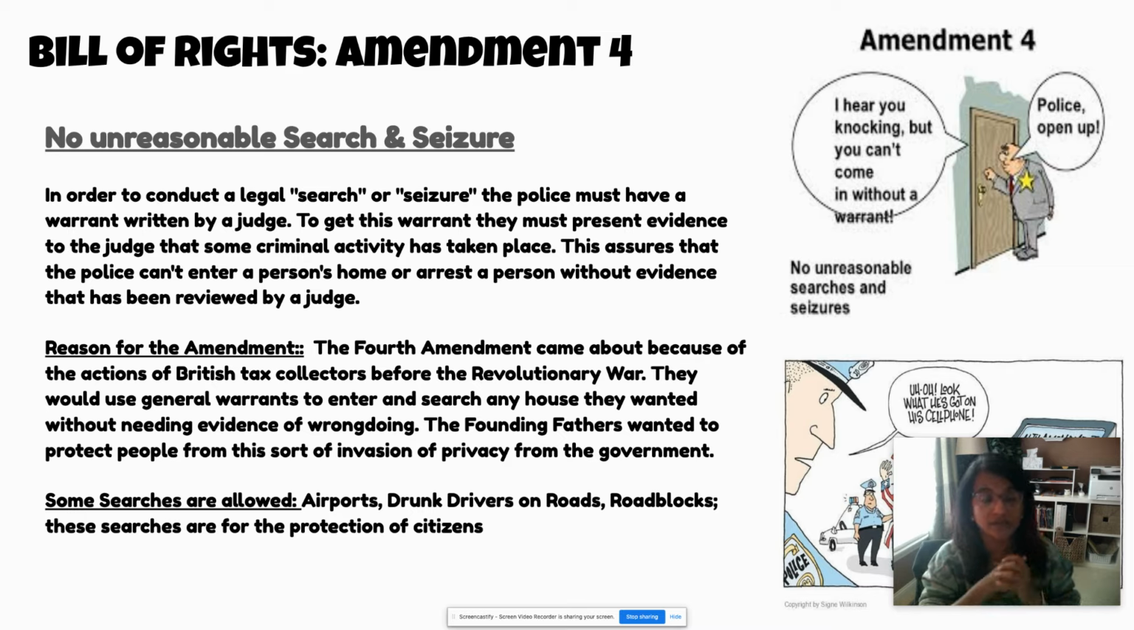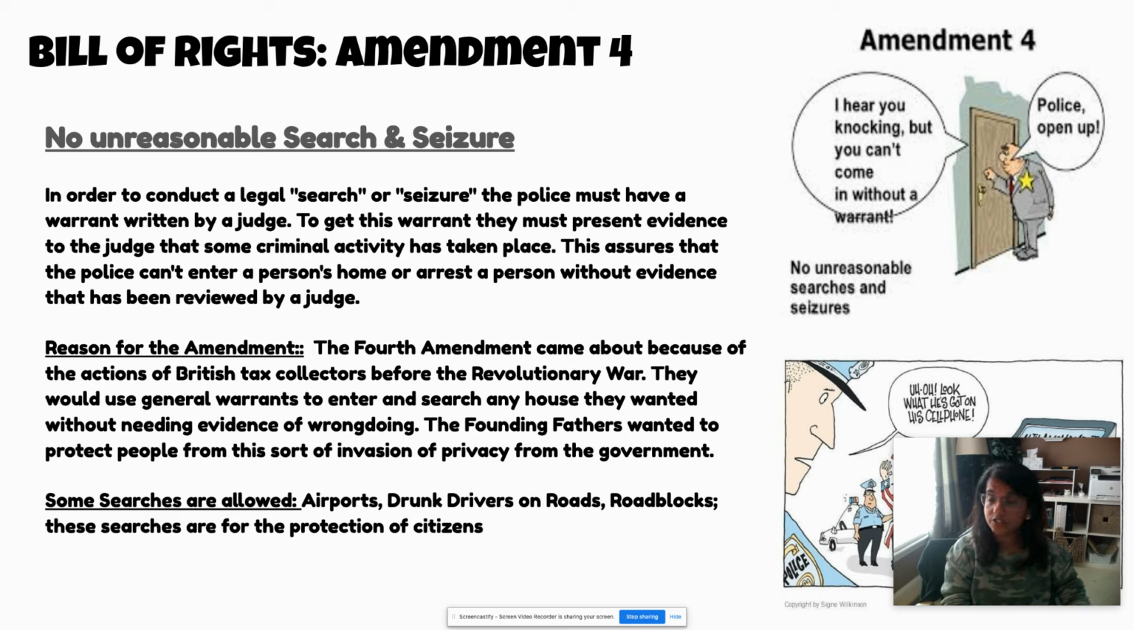And the reason for this amendment was it came about because back in the 1700s, the British tax collectors would just use warrants to enter and search any house they wanted to without even suspicion of someone doing something wrong. And the founding fathers wanted to protect people from that kind of invasion from the government. So this is kind of where that came about.